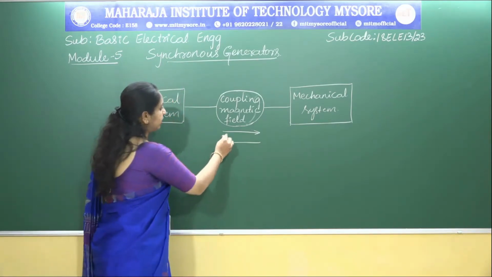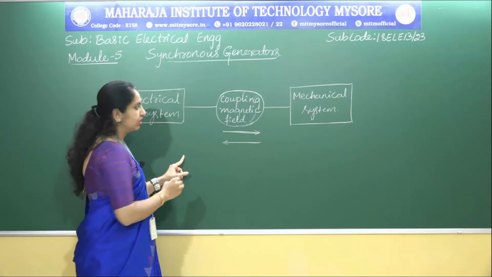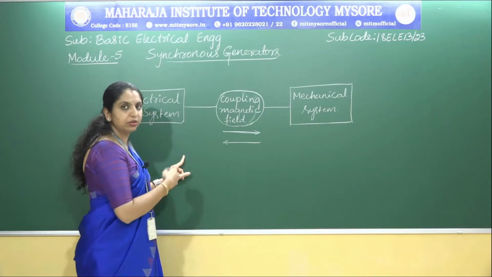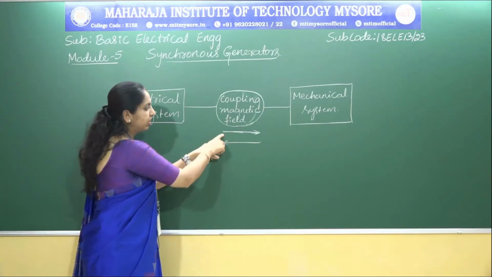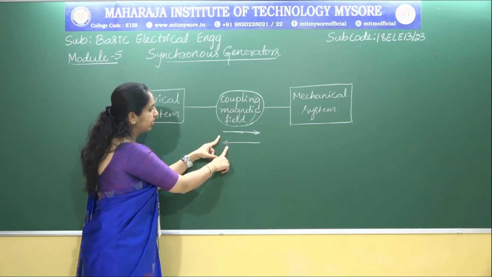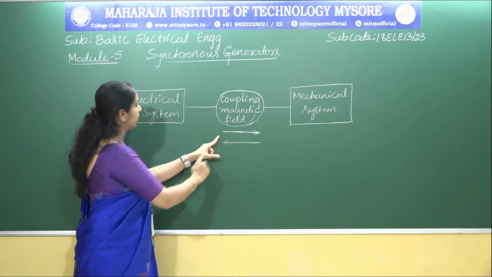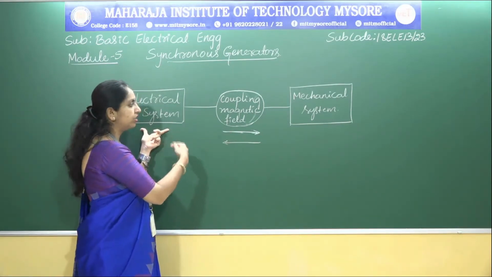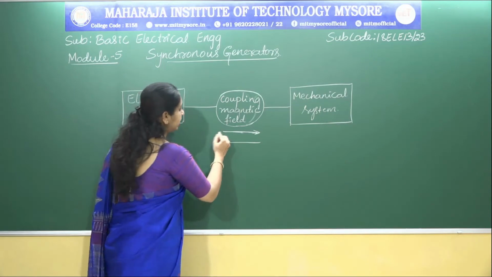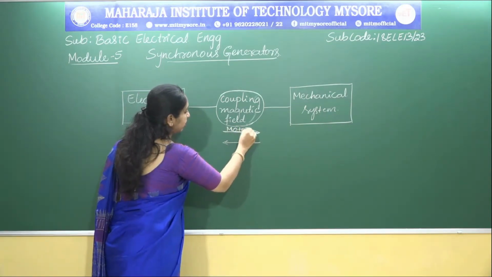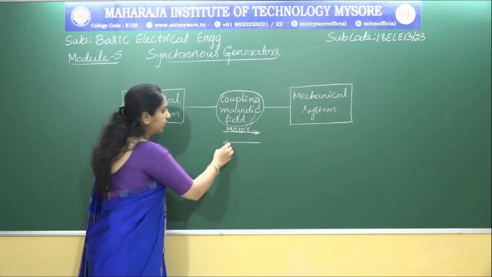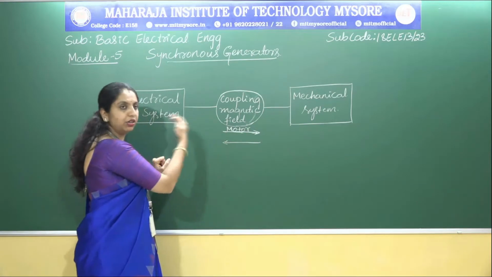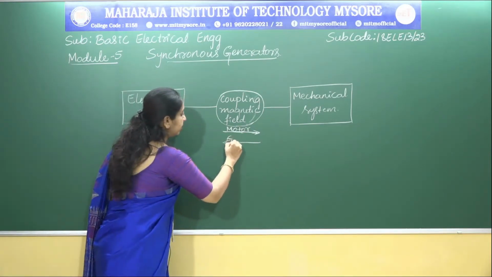So here you can see the direction. The magnetic field couples the electrical system and the mechanical system. You can see the two directions. What do these two directions indicate? The device which converts from the electrical system to the mechanical system, or from electrical energy to mechanical energy, is nothing but the motor. And similarly, here you can see another direction, and the device which converts from mechanical energy into electrical energy is nothing but the generator.